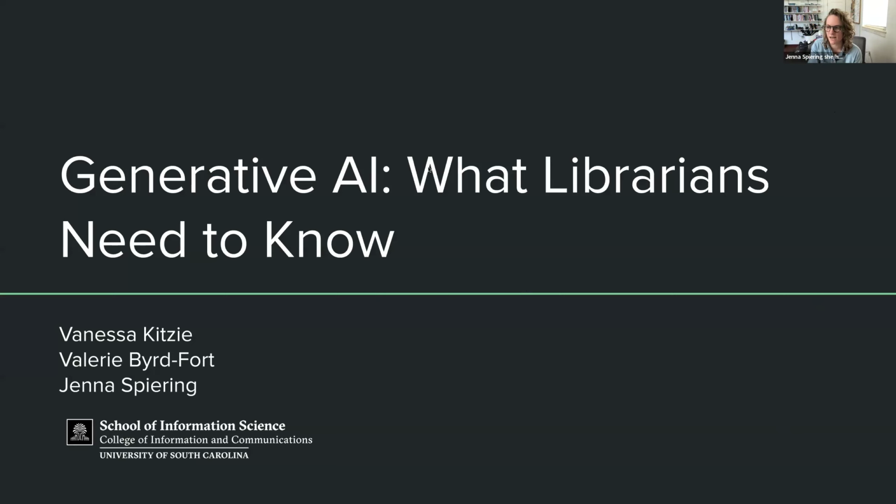I'm Jenna Spiering. I'm an assistant professor here at USC, and I work primarily with school librarians. I'm Valerie Byrd-Fort, and I'm an instructor at USC, and I also work mostly with school librarians. And I'm Vanessa Kitzie. I'm an associate professor at USC, and I think my relevance to this is that I teach courses and do some research on social issues with emerging technologies.